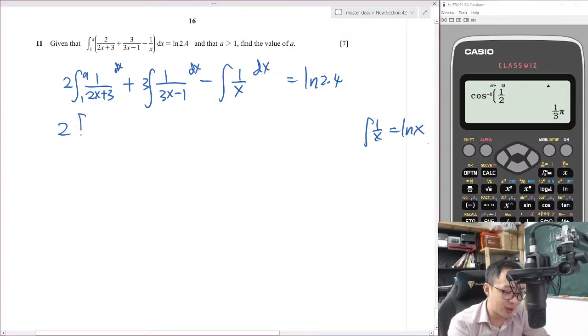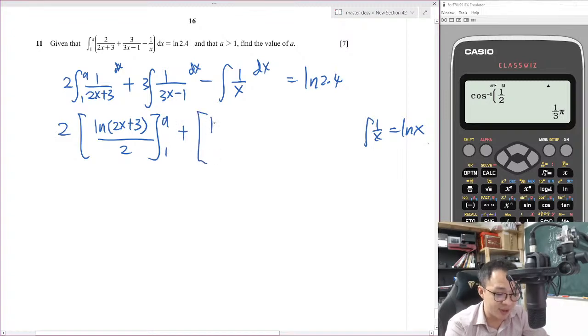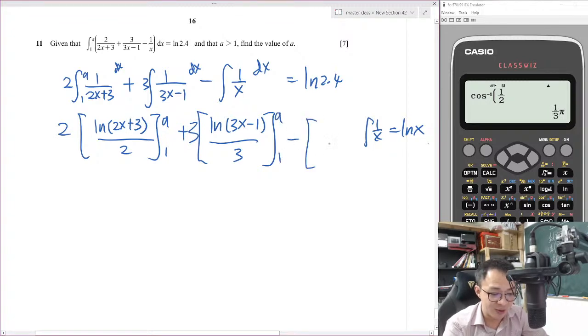Alright, then I know if we integrate 1 over x, it gives us ln x, isn't it? So this one is basically ln of 2x plus 3. Differentiate 2x plus 3, get 2, right? Divide by 2. This is 1 to a. So I do the same thing. This one will give us ln of 3x minus 1. Differentiate 3x minus 1, give you 3 at the bottom. So there's a 3 here. This is 1 to a. Minus, this one will be ln x. This is 1 to a. So equals ln 2.4.